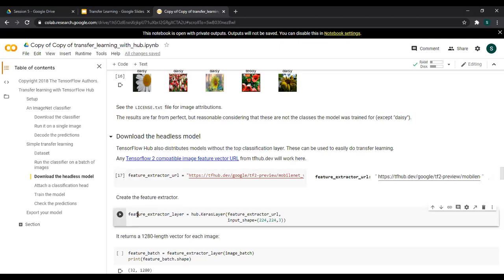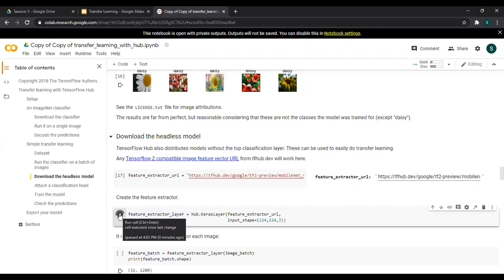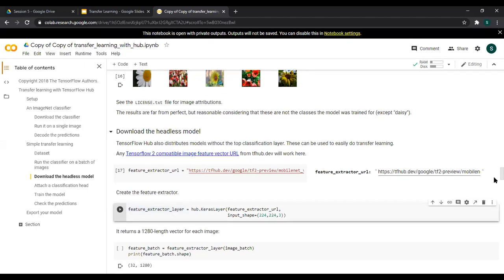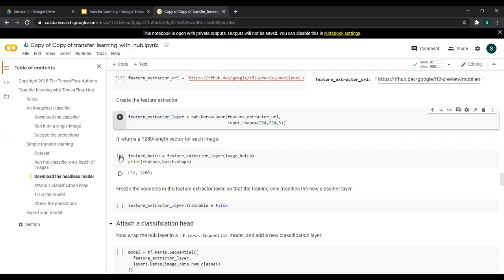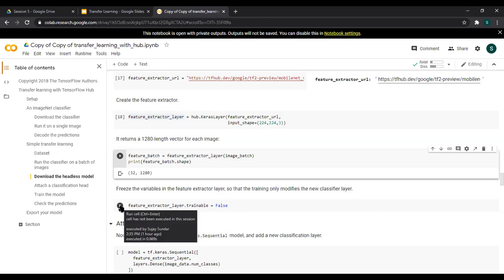So let me just check something here. Okay, so we downloaded the feature extractor. And we have to now create that feature extractor for the data set we have. It returns a 1,280 length vector for each image, as you can see here, 32 by 1,280. So we're going to freeze the variables for now in the feature extractor layer so that the training only modifies the new classifier layer.